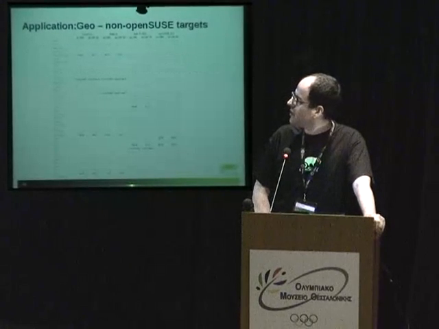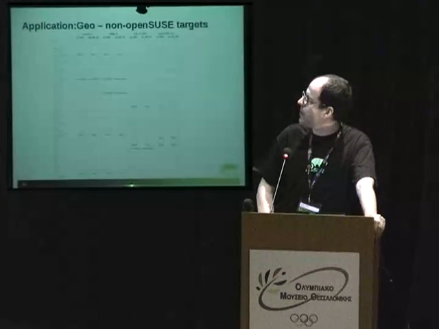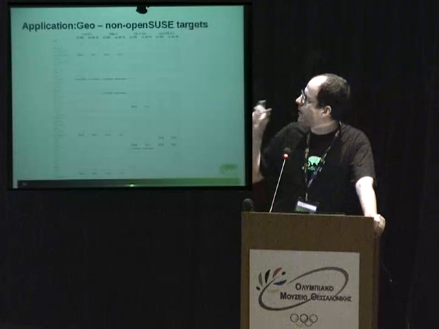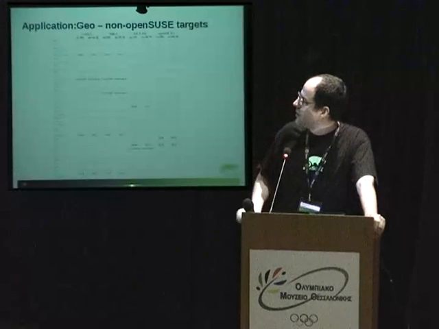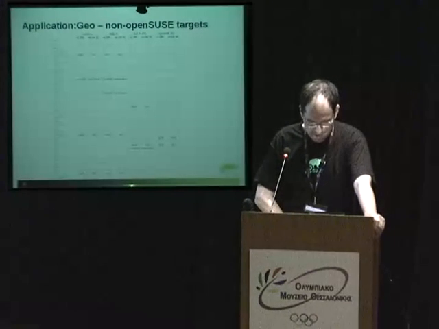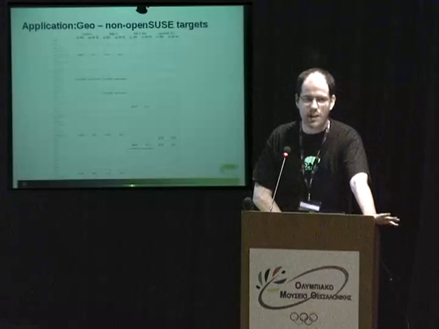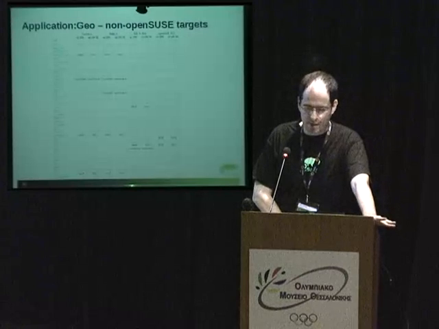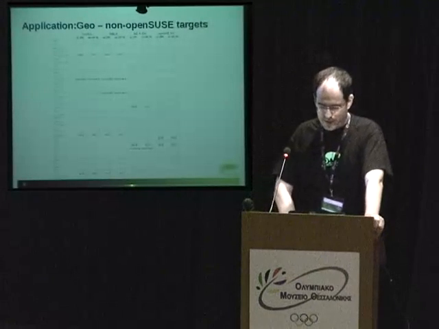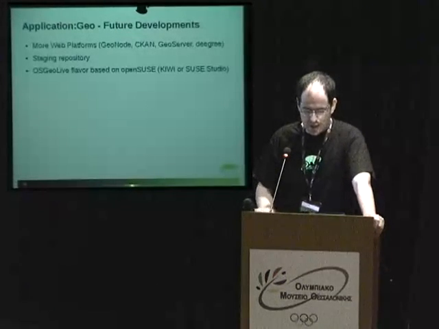So this is a screenshot of what happens when we see what's going on with CentOS and Red Hat and SLES. So as you can see, we have problems here. Some dependencies are missing. Some libraries are incompatible with previous versions. So this needs some work.